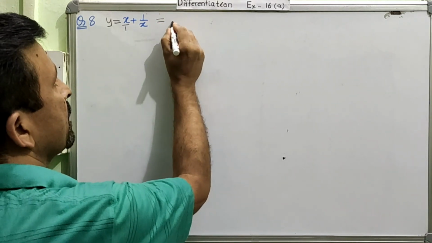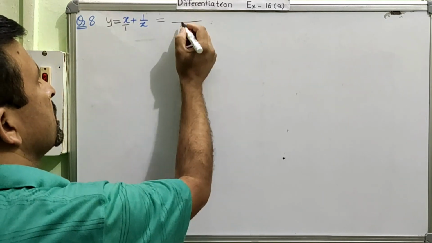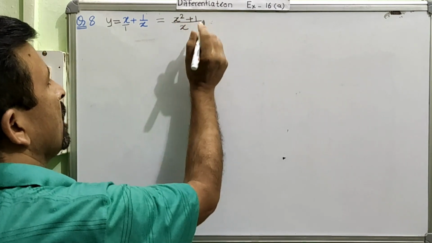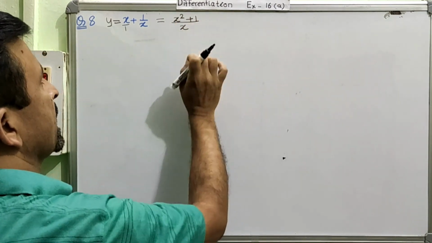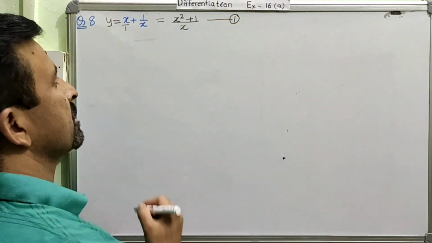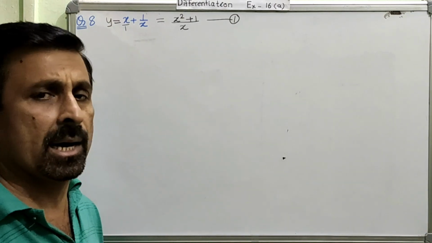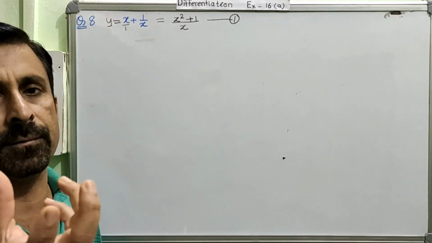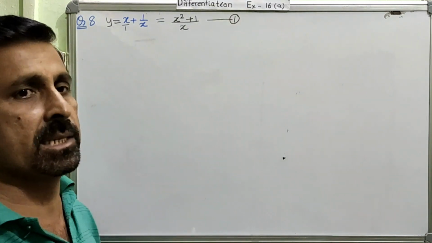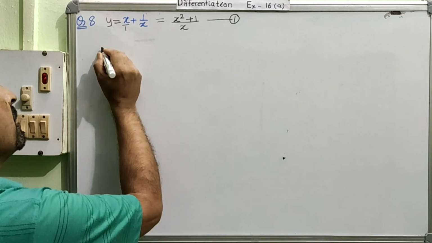The LCM of these two is x, and then the numerator is x square plus 1. Now, after simplifying it as this, I will write equation number 1. What I did is a very simple task. I did just a modification of the question. I have modified the quotient and then I named this as step number 1.